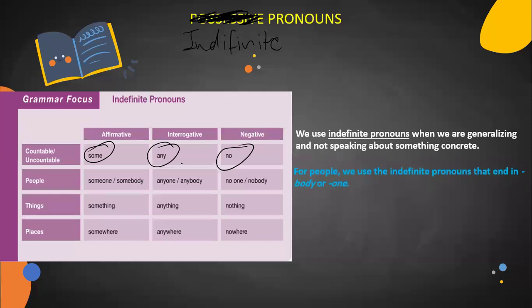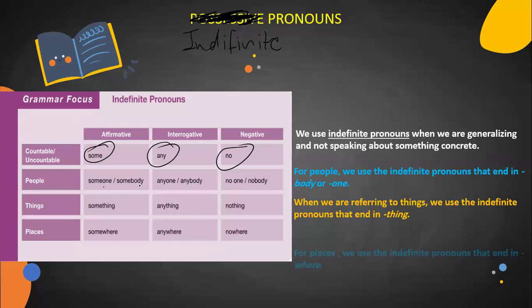For people, we use the indefinite pronouns that end in body or one, like someone, somebody, anyone, anybody, no one, nobody. When we are referring to things, we use the indefinite pronouns that end in thing, like something, anything, and nothing. What about the places? For places, we use the indefinite pronouns that end in where: somewhere, anywhere, nowhere.